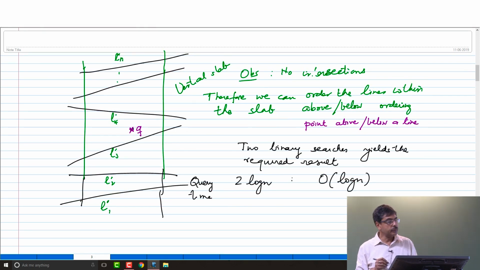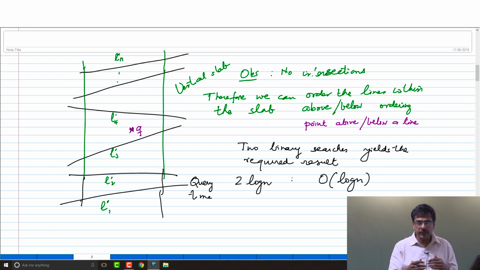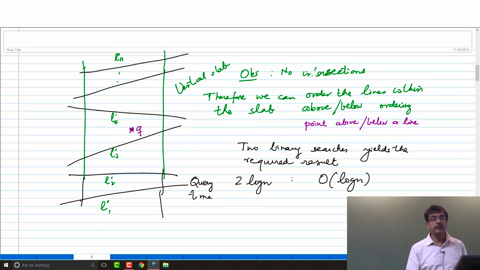In this structure, each slab has size n because there are n lines intersecting, and if you want to create an ordered data structure, it has size n. There are n square slabs because these slabs are defined by the intersection points. This is only in two dimensions. In two dimensions, it is already n cube. In d dimensions, it's going to really grow.